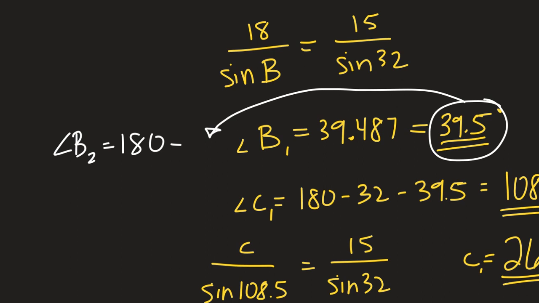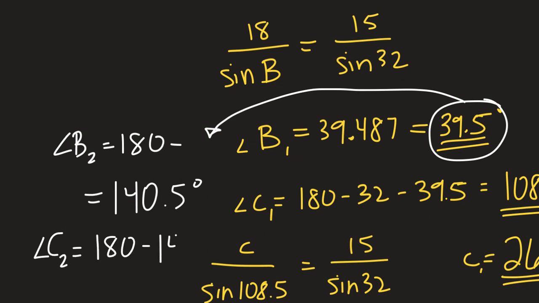So angle B, we don't use the law of sines again. It would just give us 39.5. So we subtract it from 180. So angle B is 140.5. C is done the same way. We subtract the other two from 180. So 32, right? And then 39.5. So the second angle C is 7.5 degrees.